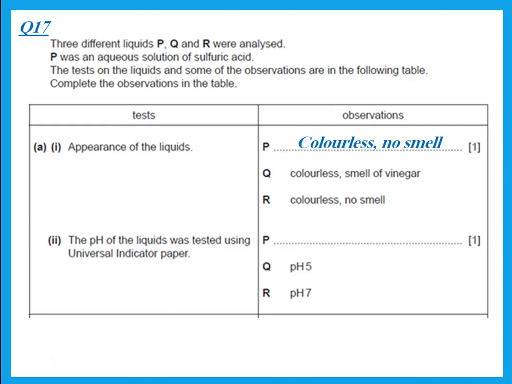And then we want to do as he said for the others. So he said Q is colorless, smell of vinegar. R is colorless, no smell. So P, sulfuric acid, would be what? Colorless and no smell. Now, what would be the pH of P? You have to remember, sulfuric acid is a strong acid. So its pH would be something like 1 or 2 or 3, not more than that.